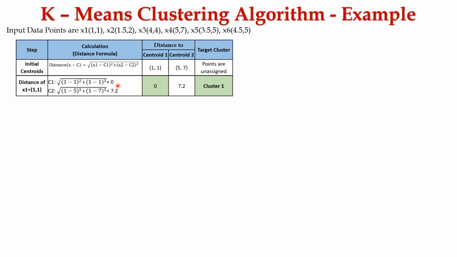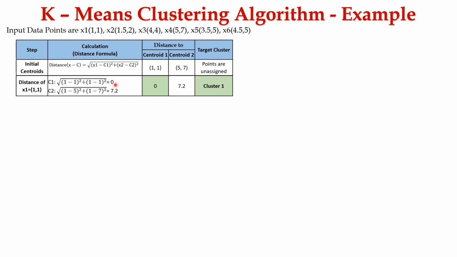Now we need to find C2. Here, we need to find the square root of (x1 minus c1) the whole square plus (x2 minus c2) the whole square with respect to data point x1 and centroid 2 value. So let's substitute the values. Square root of (x1, that is 1, minus c1, 5), that is (1 minus 5) the whole square plus (x2, that is 1, minus c2, that is 7), (1 minus 7) the whole square, which is equal to 7.2.